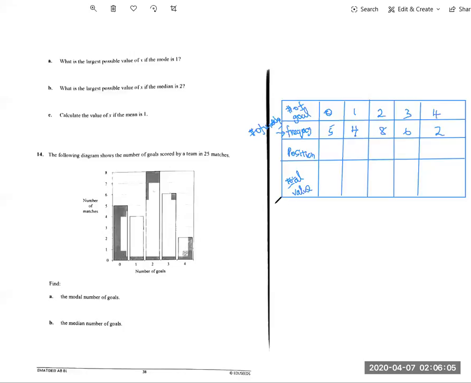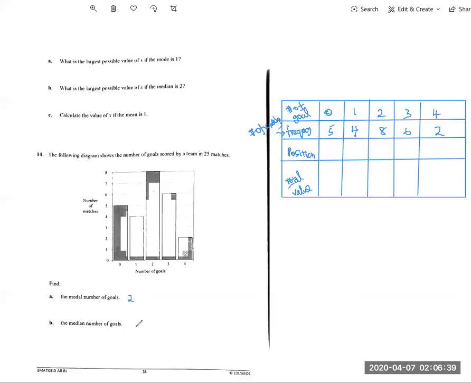Okay. Now let's answer the question. What is the modal number of goals? Basically, it's asking you for the mode. So 5, 4, 8. 8 is the highest frequency. There's the highest number of matches. So it is 2. The number value or number of goals is 2. So in this case, the modal number of goals is 2.